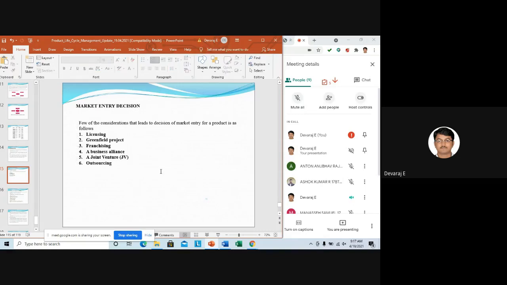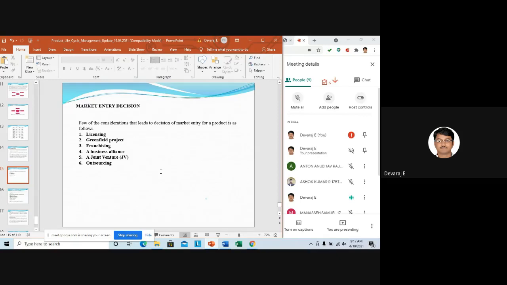So these are called market entry decisions. These are the things the company should look into. That is, one is licensing, greenfield project, then franchising, business alliance, joint venture, and outsourcing. So these are the six important things they should remember whenever you want to supply the products to foreign countries.